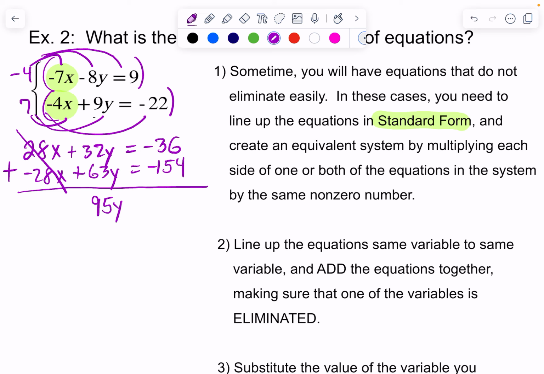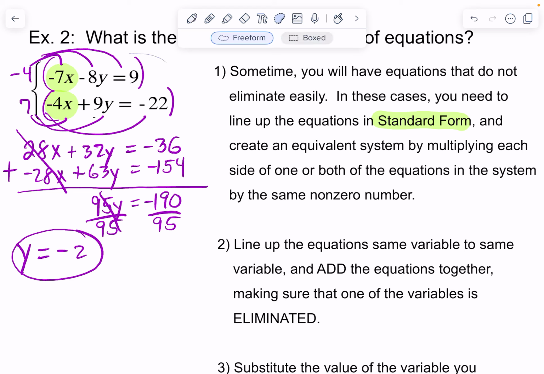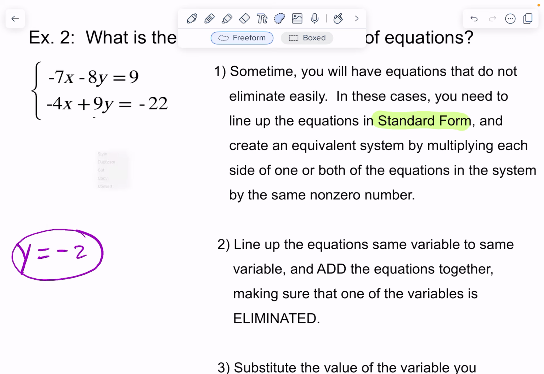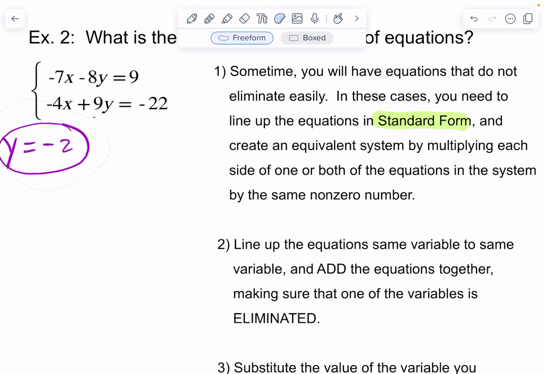Got 95y equals negative 190, divided by 95, y equals negative 2. Please remember that now you have to plug that value into either of the original equations to solve for the other variable.